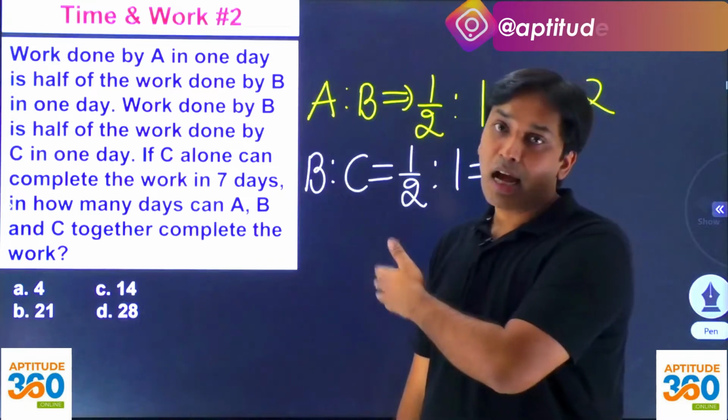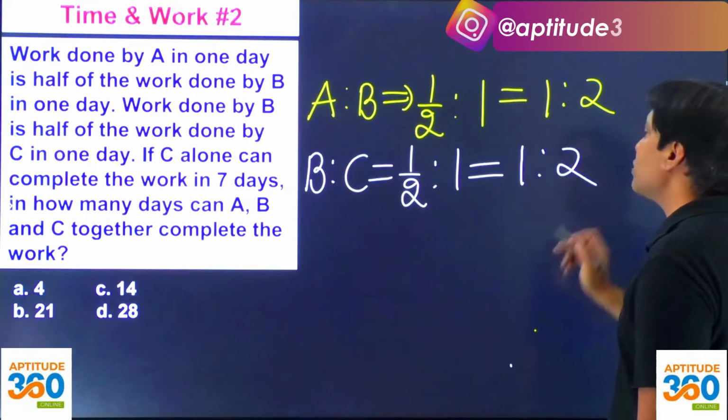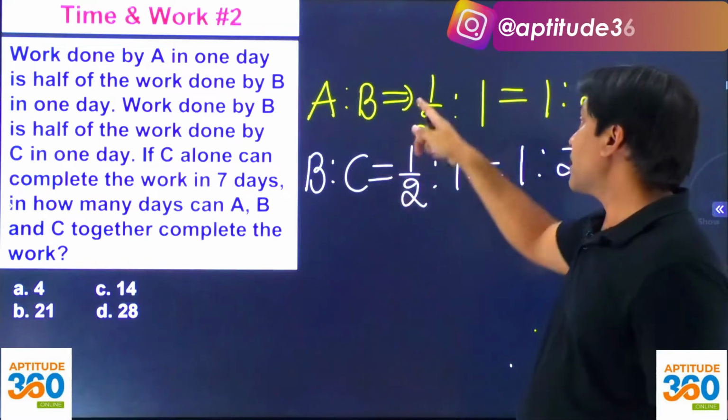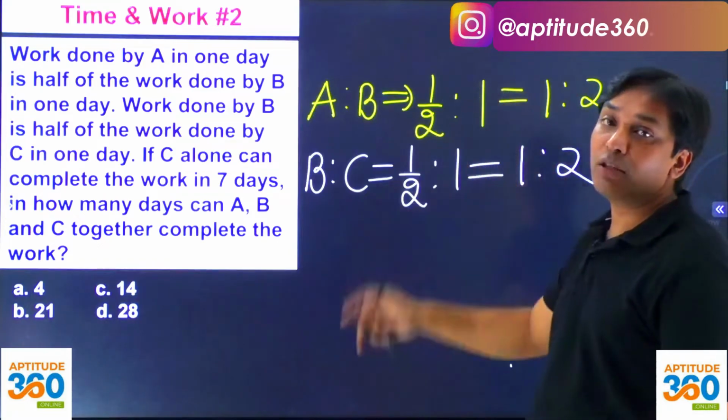So I would write 1 by 2 is to 1, and if I simplify this, I am going to be getting 1 is to 2. How am I simplifying? By doing the cross multiplication. 2 goes over here, so this becomes 1 into 2. And here there is nothing else, so the work is finished.